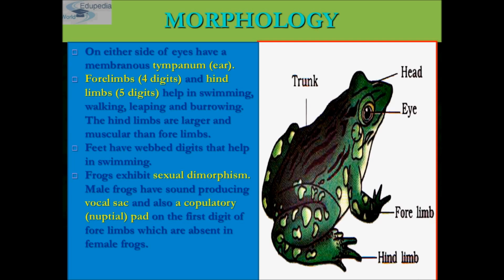Frogs also exhibit sexual dimorphism. Male frogs have a sound-producing vocal sac and a copulatory pad. The copulatory pad helps in intercourse and is present on the first digit of the forelimb. See, this is the forelimb and this is the first digit. These are absent in female frogs, so male frogs can be completely distinguished from female frogs.